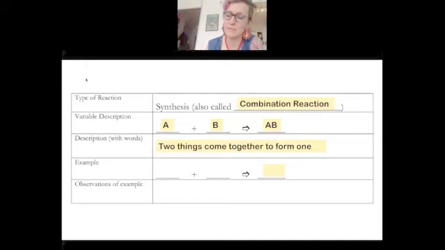In the example you're going to see in just a moment in the demonstration, you're going to have some iron. It is not pure iron, but it's enough iron: some steel wool. I'm going to combine it with some oxygen. Please notice that it's O2, not just oxygen by itself. And I'm going to make iron 2 oxide.